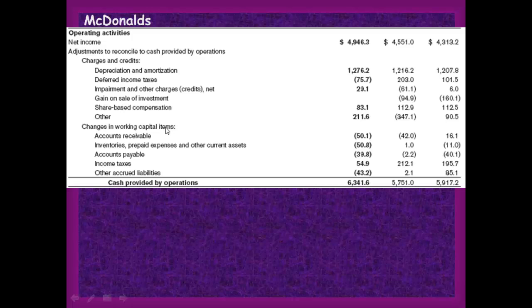And here are my changes in my current assets and current liabilities. What I want you to notice is this year they added it, this year they subtracted, and this year they subtracted. Why the difference? Well, 1 year the item must have gone down, hence we add it. The other 2 years it must have gone up, and we subtract it. So you see, we might be subtracting or adding. It depends upon whether that account has gone down or gone up.